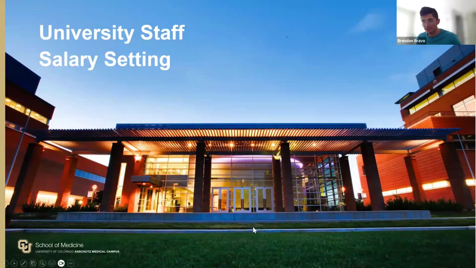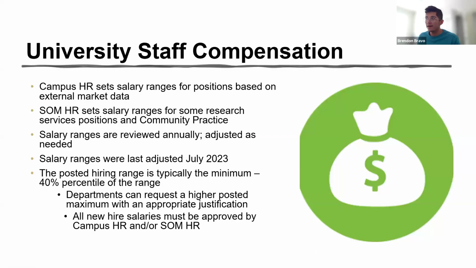So now we're going to hop into university staff salary setting. For university staff compensation, central HR sets salary ranges for positions based on external market data. And then SOMHR also helps set salary ranges for some research services positions and some positions in community practice. For the research services, that's our clinical lab information sciences. The ranges are reviewed annually and adjusted as needed. The last time we had a salary range adjustment was in July of 2023.